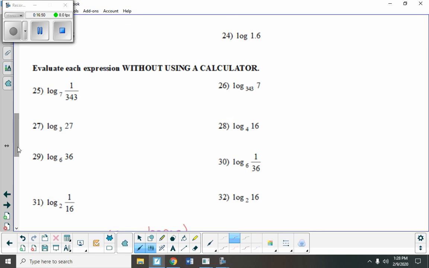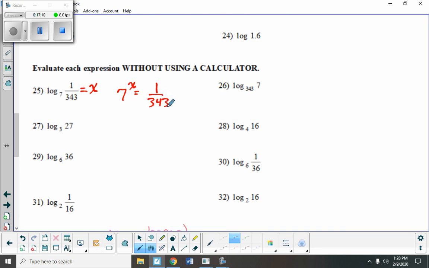All right, here's one, number 25. It says log base 7 of 1 over 343. Evaluate it without using a calculator. So when we do this, we want to know what that log is. We set it equal to x, and now we will write it in exponential form. 7 to the x equals 1 over 343.